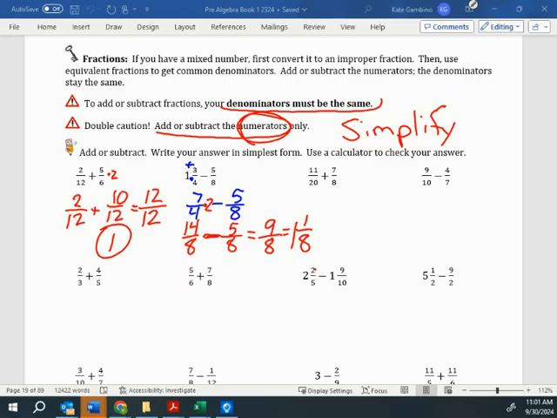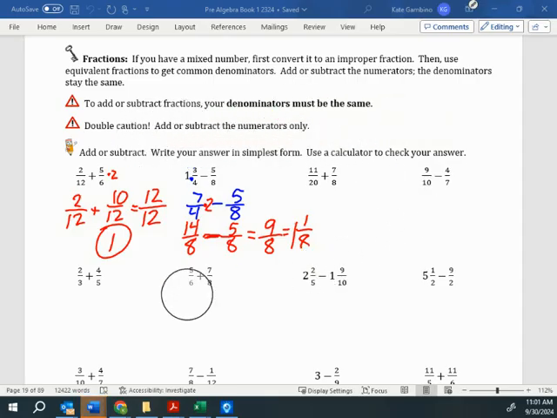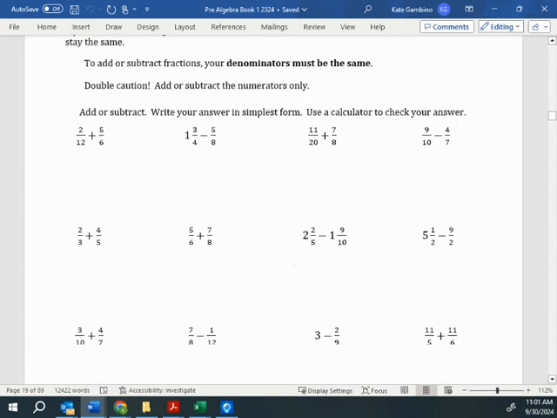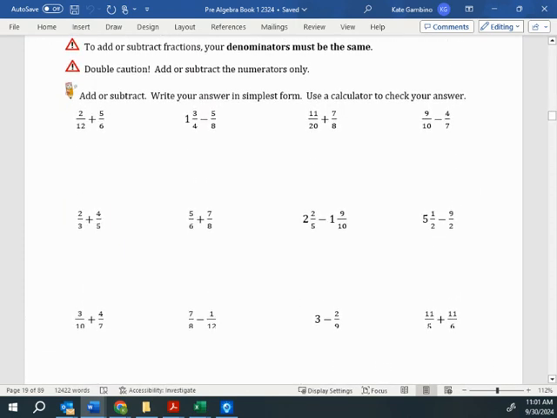All right, let's look and see what's under this. That's all it's going to be. Oh, that's it. That's our last section, adding and subtracting those fractions.